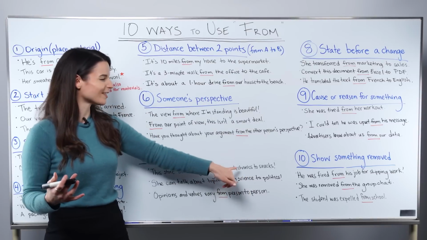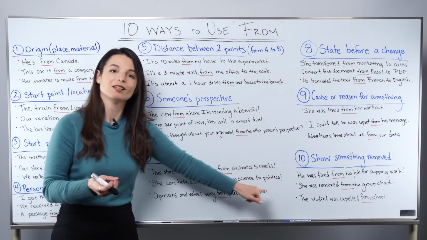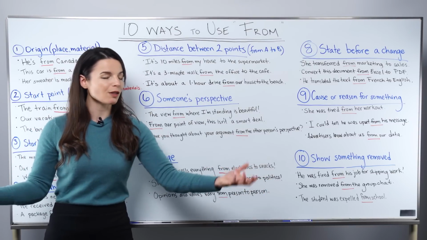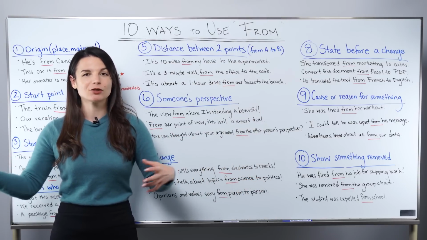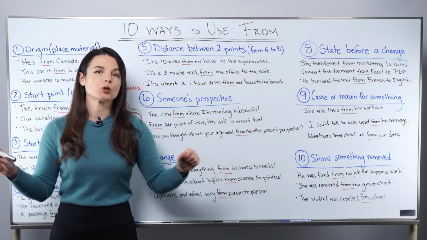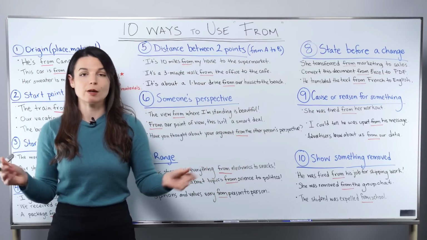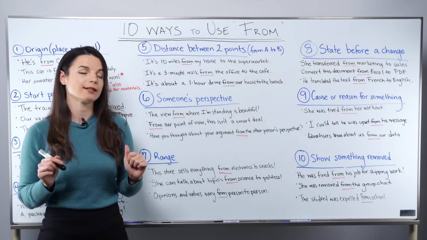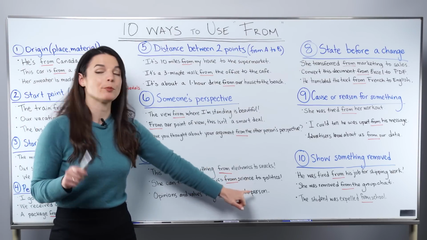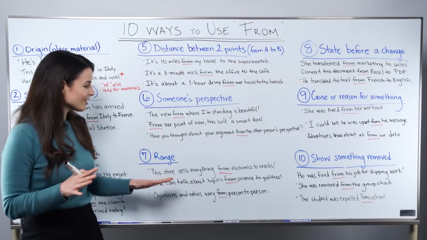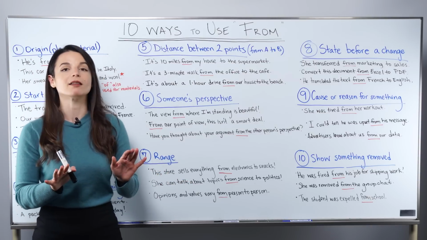In this case, of course, it's not a start point and a destination, but we're kind of using these two things to show how many products there are. By choosing some kind of strange, unconnected things, we're showing the range of possible goods you can buy at this store. Let's look at another example of this. She can talk about topics from science to politics.